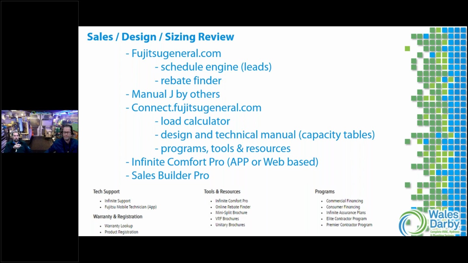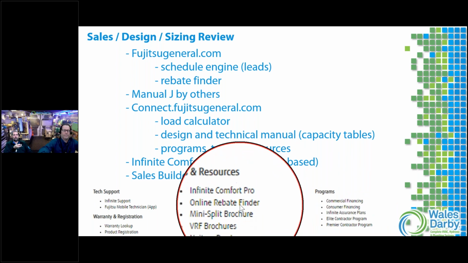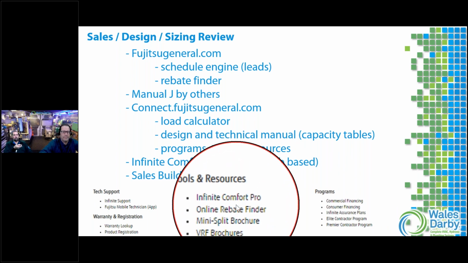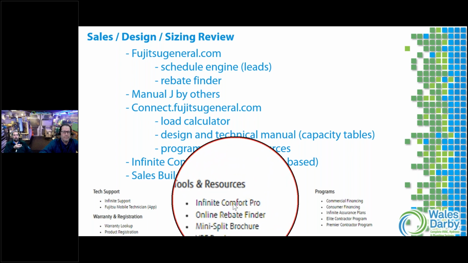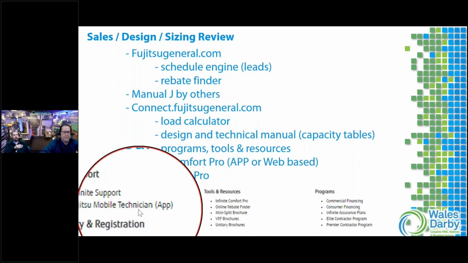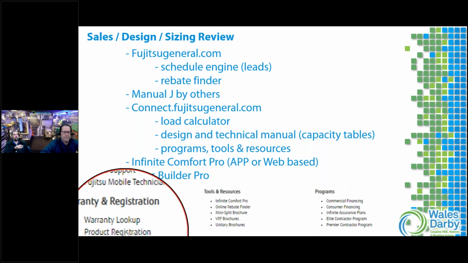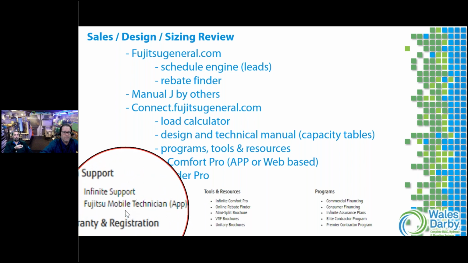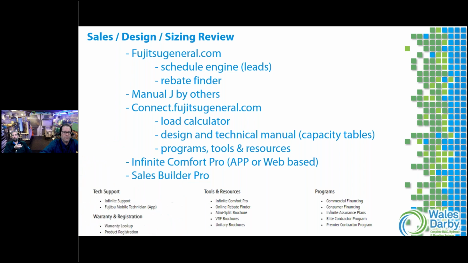And then we got our tools and resources in the middle here. Somebody asked about how do I get the Infinite Comfort Pro app, right? Well, click on that link there, and that's going to get you right to the download. Online rebate finder, brochures. We can go on and on and on here, right? Warranty and registration. We got to look up a warranty, or we got to register a piece of equipment. I can do it from here as well. And then once we get into the technical side, which we're going to see in a moment here, the Infinite Support, which is our help center. So a lot of resources here. We took the Infinite Comfort Pro again, Sales Builder, all kinds of fun stuff.